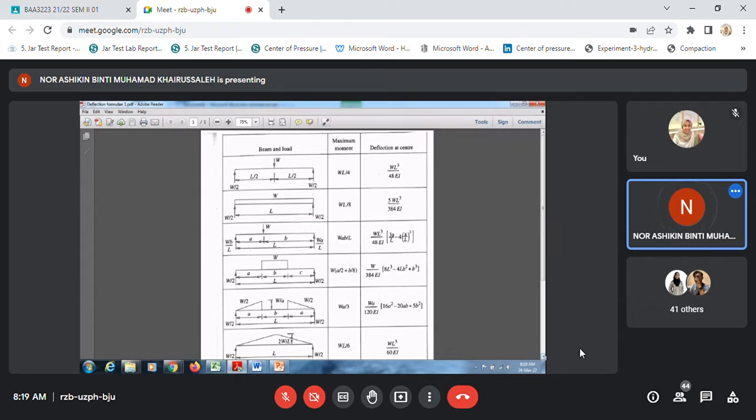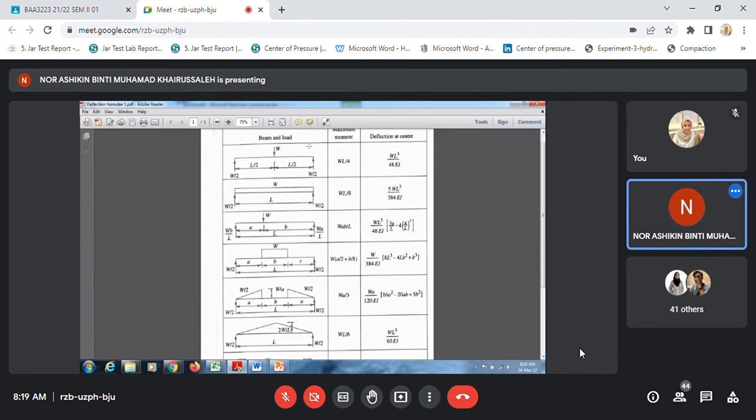Okay, this is the formula to calculate the deflection of your beam. But remember that this deflection will only be occurring at the center of the beam. Then you can consider using this formula.